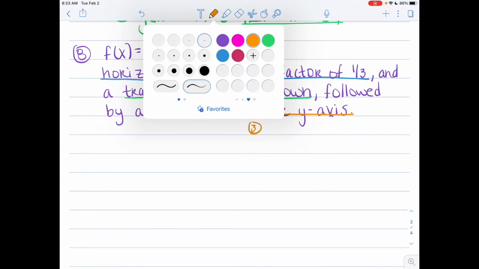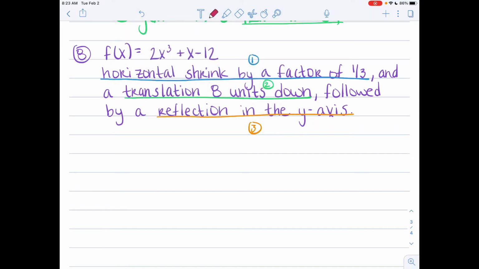Let's remind ourselves of what these will do. A horizontal shrink is an x only. Remember, horizontal things only affect x. We plug in for x with whatever that's going to do. And remember that since this is horizontal, we're going to be thinking reciprocal here. We'll take a look at that in a second. A translation 8 units down, that is vertical. Up and down is vertical. So this is a whole function.